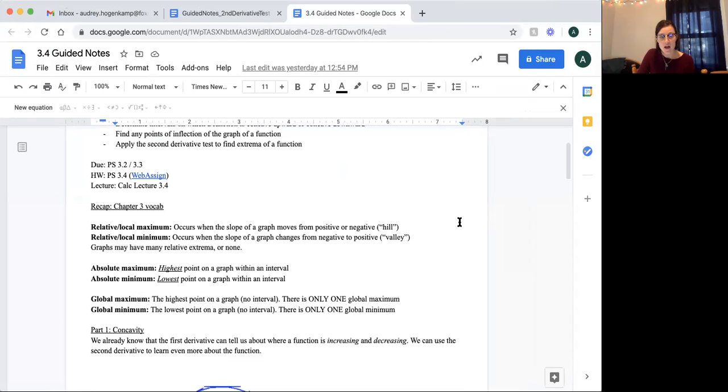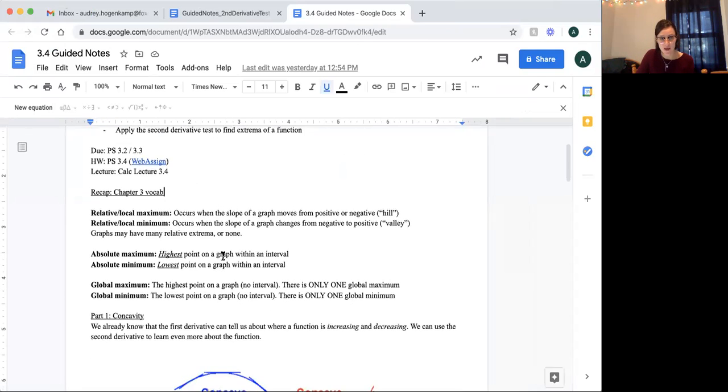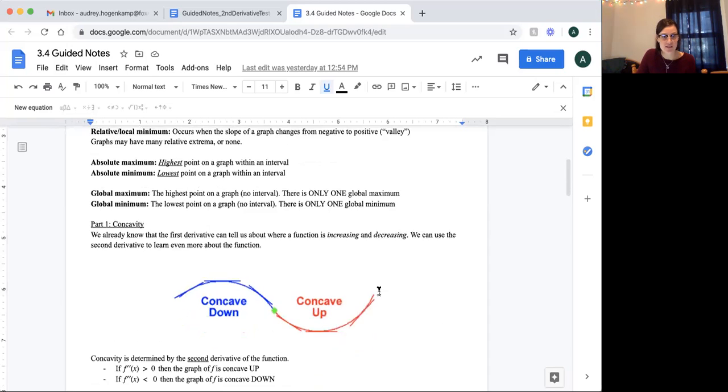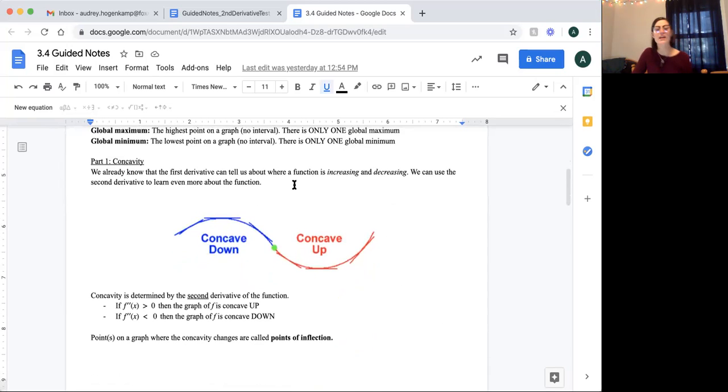Before we get into 3.4, I did a quick recap of the chapter 3 vocab we know so far. So this will hopefully help you out when we are asked questions about relative, local, absolute, and global minimums and maximums. So hopefully you can read through that and that makes some sense to you. And now we're going to move into concavity.